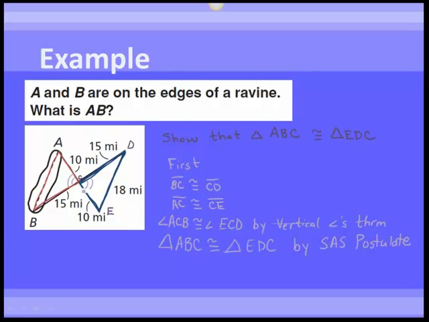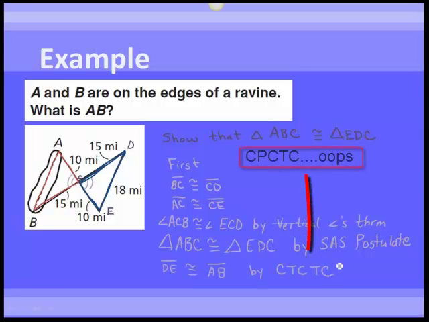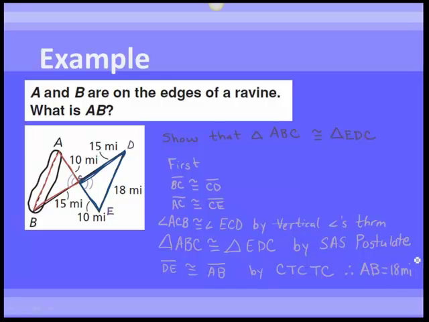So if the two triangles are congruent, then I can say that DE is congruent to AB by CPCTC: corresponding parts of congruent triangles are congruent. And therefore, these little three dots in math mean therefore, the length of segment AB is 18 miles. We know that that is the length of the ravine, or the width of the ravine. Okay, so this is a very informal proof.